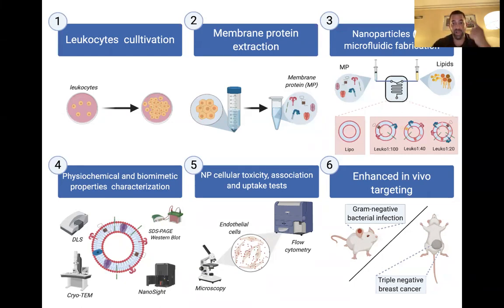The first one is liposomes, which is a lipid nanoparticle without any membrane proteins. Then we created the leuko 1 to 100, which reflects the lipid to protein ratio on the particle. So leuko 1 to 100 will be the particle with the lower concentration of proteins integrated in the membrane, while leuko 1 to 20 will be the one with the higher concentration of protein. Leuko 1 to 40 is an intermediate, a particle between these two groups.